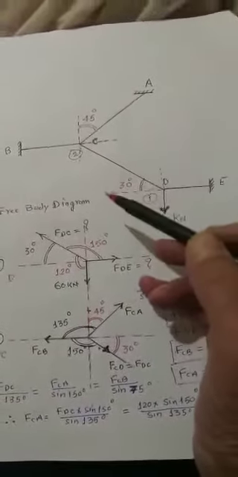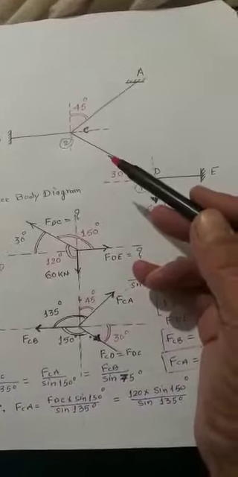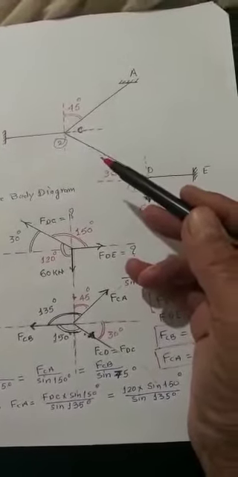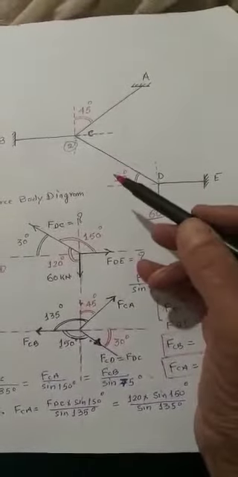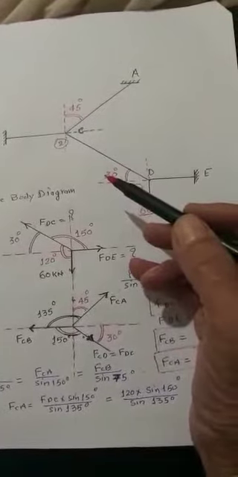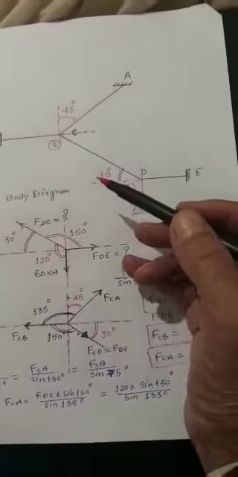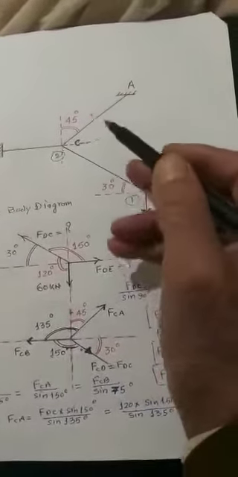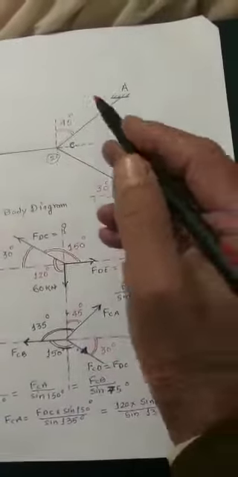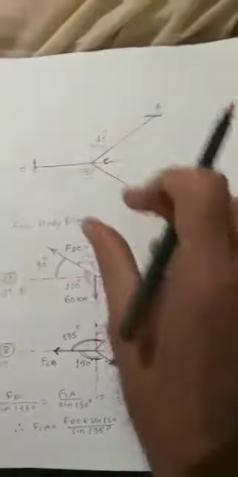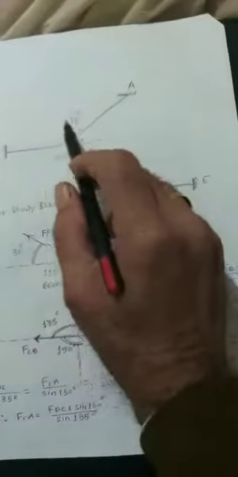For Lami's theorem or for any type of equilibrium conditions problem, the most important thing is to draw a free body diagram. What do we mean by a free body diagram? Take this joint, separate it from here and draw it separately. So I am totally freeing this particular joint from the whole structure and taking it out, and that is called a free body diagram.